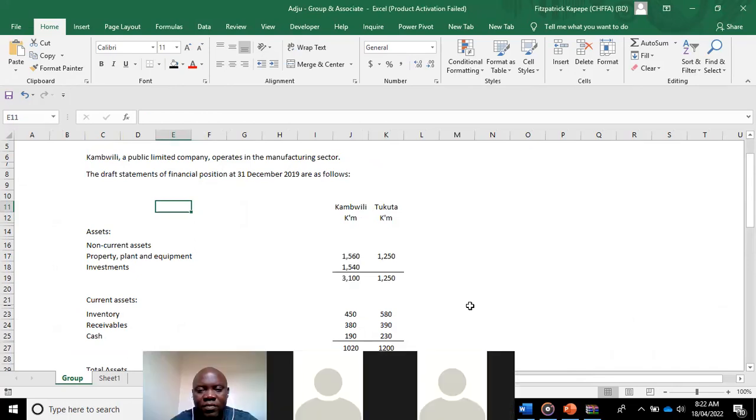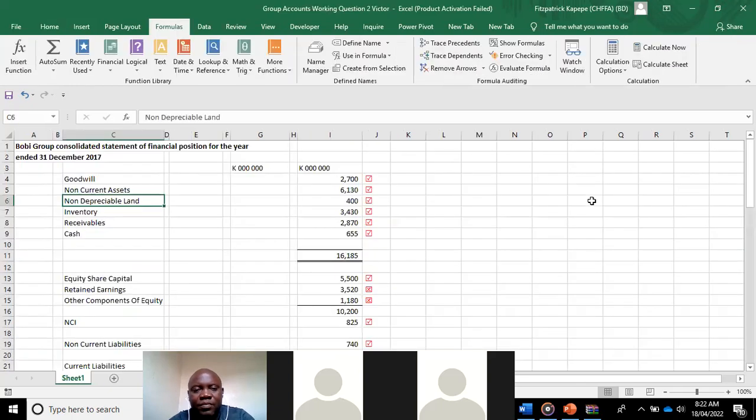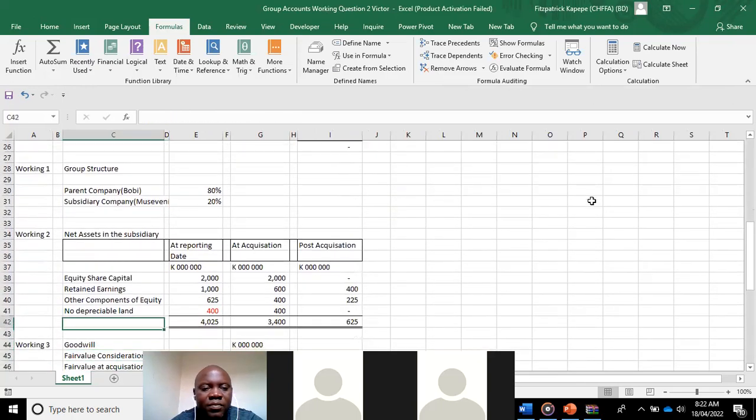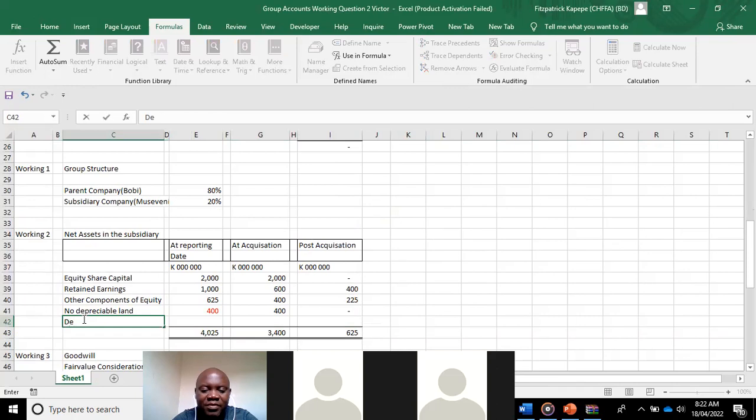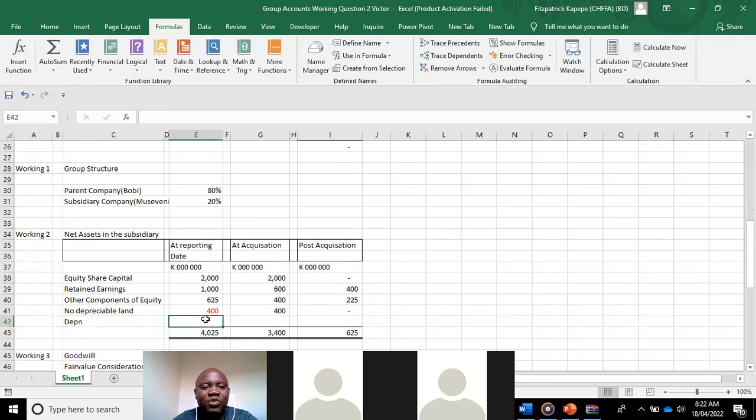Can I ask something else, Coach? Please do. If there was a depreciation on that land, what you could have done, I'm working number two, is actually put depreciation. Because at the acquisition, we need to know up to the report date what the depreciation was. Suppose depreciation was 100. Then under post acquisition we are going to have depreciation as well, minus 100, reducing these components here. So what does that depreciation do? The depreciation affects retained earnings, because it means that you overstated your profits.